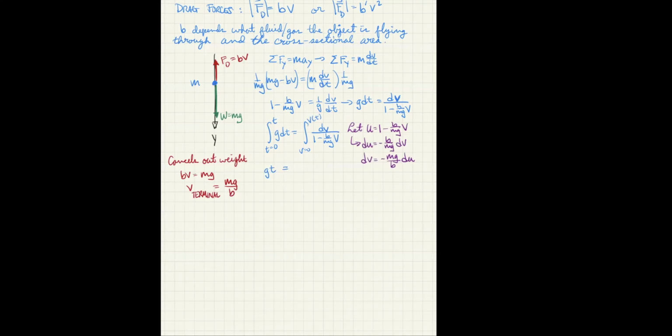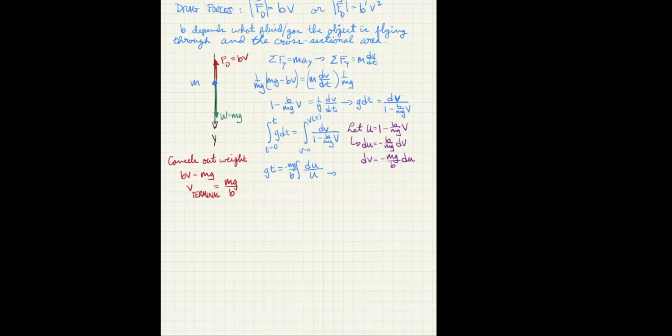Now on the right-hand side, we're going to get the integral. I'm going to leave the limits of integration off. We're just going to substitute in the u, and then once we plug it back in, we'll put the limits of integration back on. So what we have now is a negative because of the change of variables. We found that dv is equivalent to negative mg over b times du. That's what dv is. And then all of this, of course, is divided by u. And we know that the integral of du over u is just the ln of u.